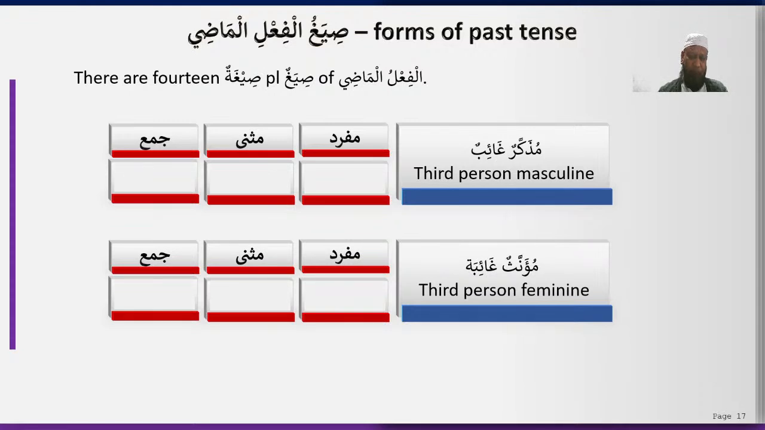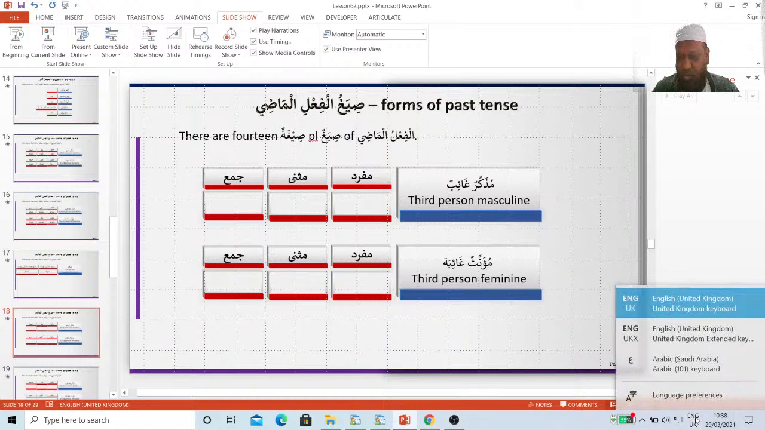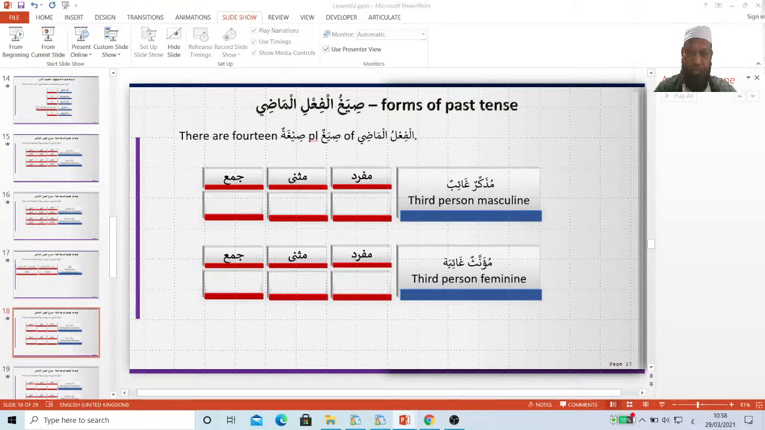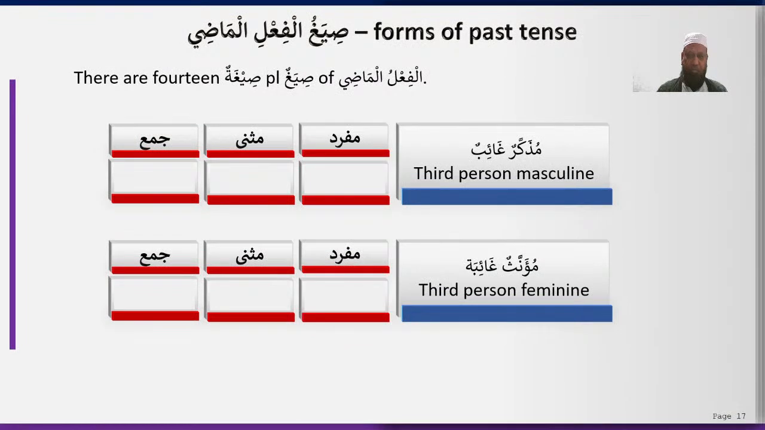Let's say dakhala. So we must have the first form first. Do I have the Arabic keyboard on? Let's see. No. Let's turn the Arabic keyboard on. So dakhala, dakhala. That's how we have the first form.